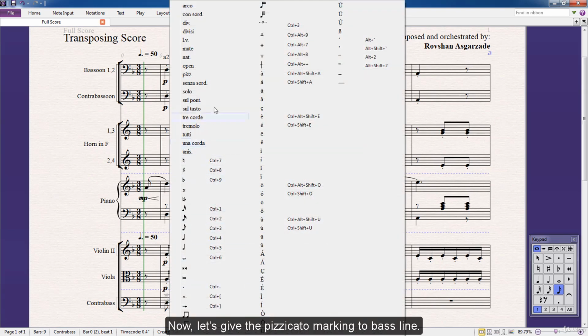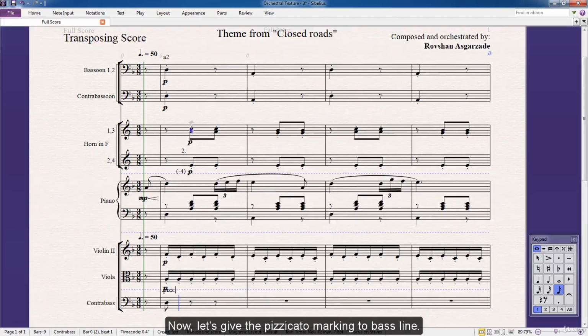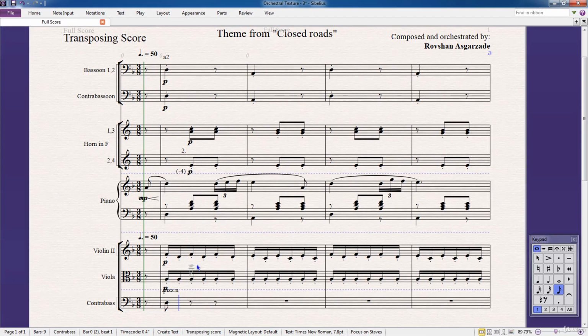Now let's give the pizzicato marking to the bass line. The dynamic marking is piano.